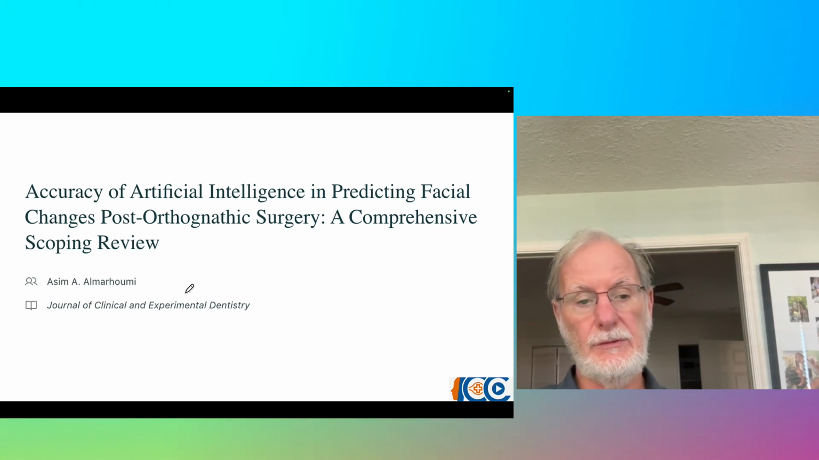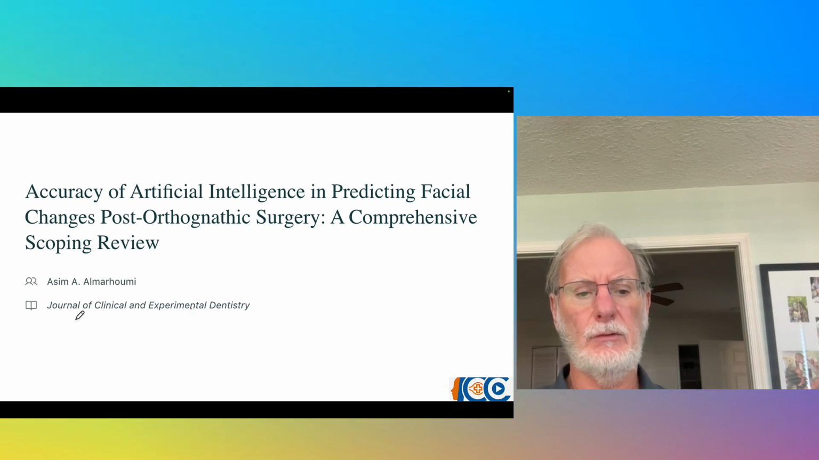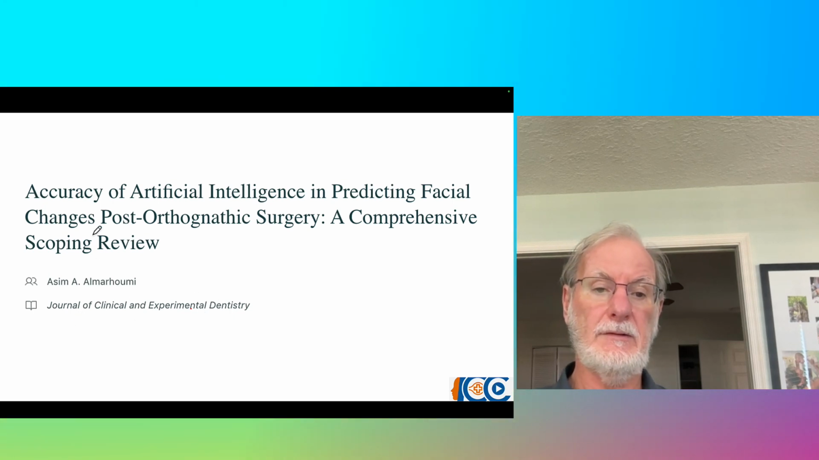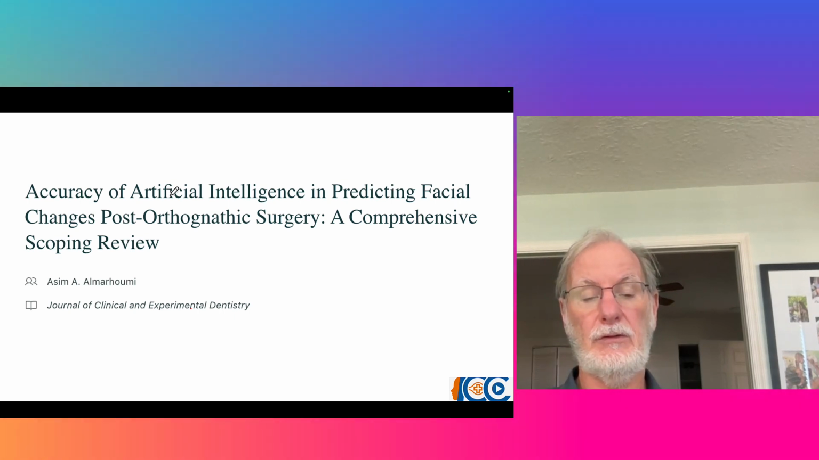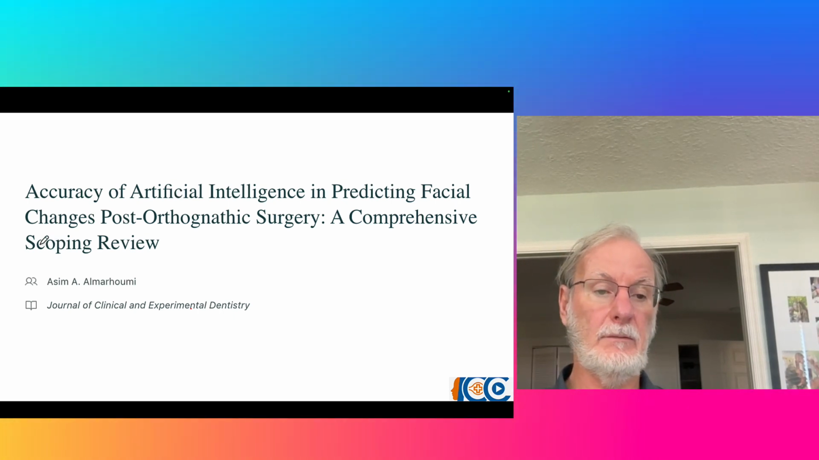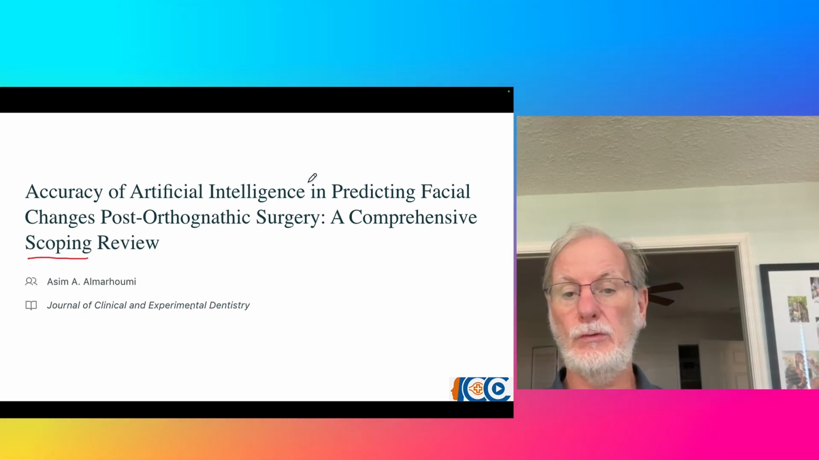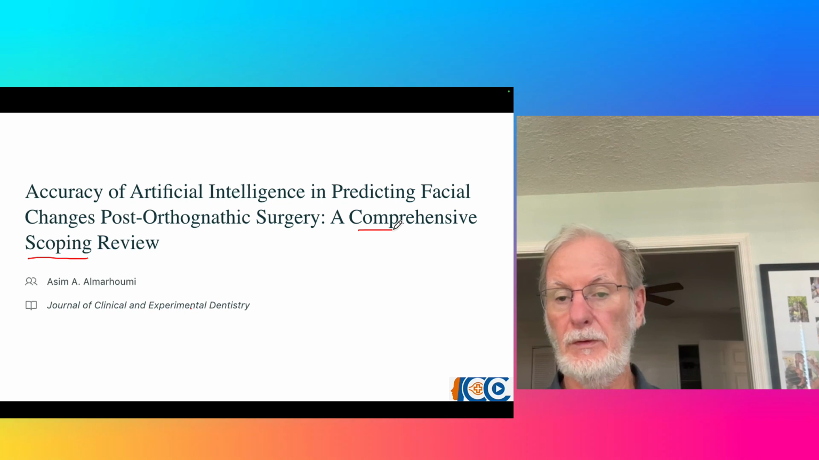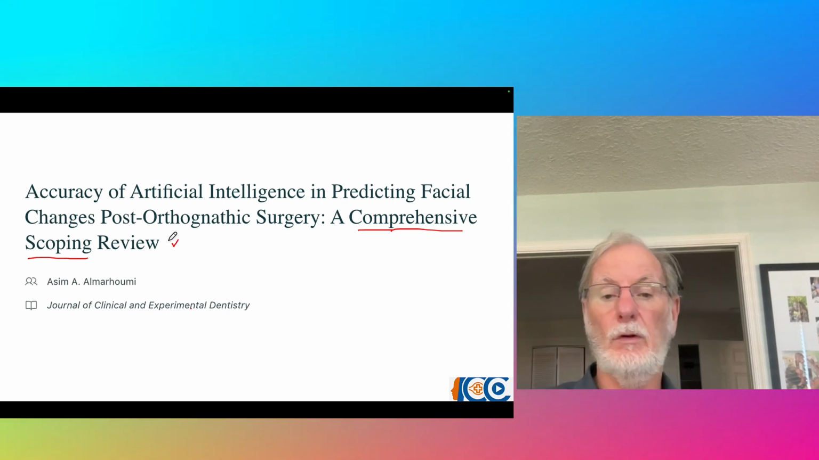And then you can use this paper. It's a brand new paper, 2024, I think, Journal Clinical and Experimental Dentistry. If you're interested, I can find them for you. It's the accuracy of AI in predicting facial changes post-orthognathic surgery. And what I give you this paper for is because it is the first paper that allows you to do more research, because it's a scoping review. So obviously it will have a lot of references, and depending on your interest, you can choose in the references which one you want to read.